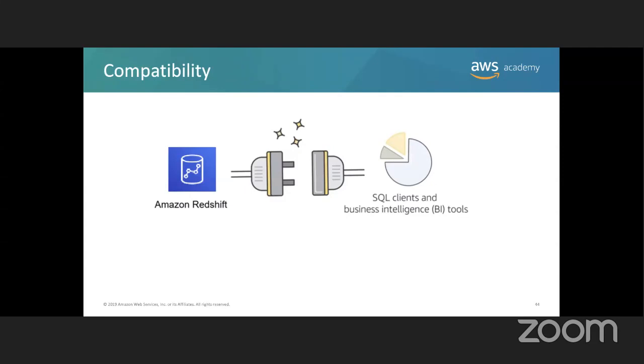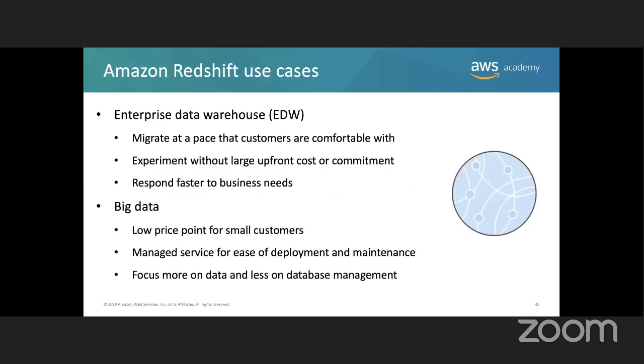So it's compatible with the things that you already know and use. It supports standard SQL. It also provides high performance Java Database Connectivity, JDBC, and Open Database Connectivity, ODBC connectors, which enable you to use the SQL client and BI tools of your choice. Okay. Now, this slide discusses some Amazon Redshift use cases, right?